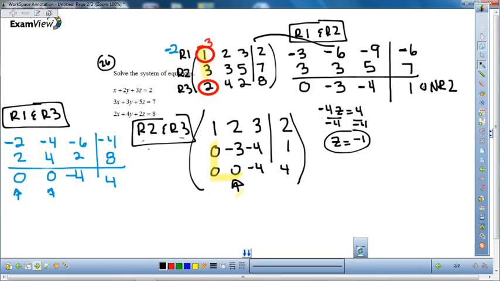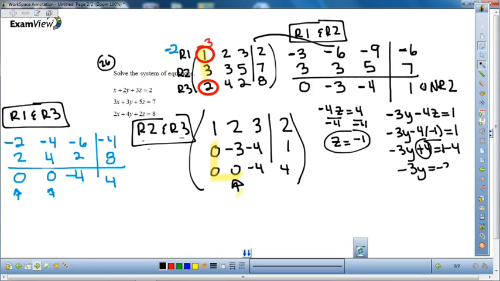So then the next one I'm going to use is this one. So it's going to be negative 3y, negative 4z is equal to 1. So I'm going to substitute the negative 1 for the z. I'm going to subtract 4, divide by negative 3, and y is equal to 1.